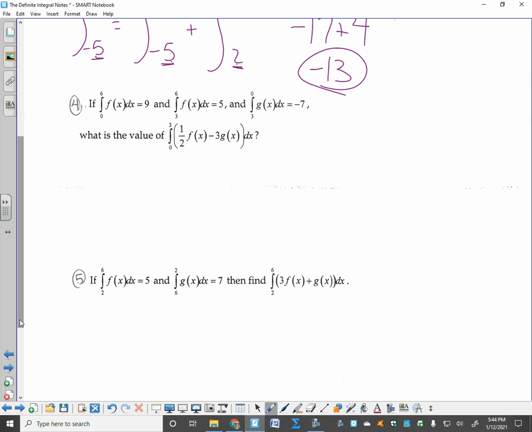All right, 0 to 6, 3 to 6, then 3 to 0. Okay, mental note, he is backwards. So 0 to 3 would be positive 7. What is the value of, okay, 0 to 3, 0 to 3, oh, and this is G, these are F's. 1/2 f of x minus 3 g of x.